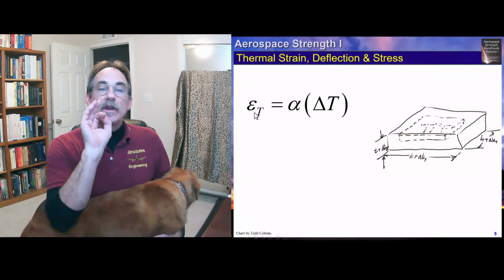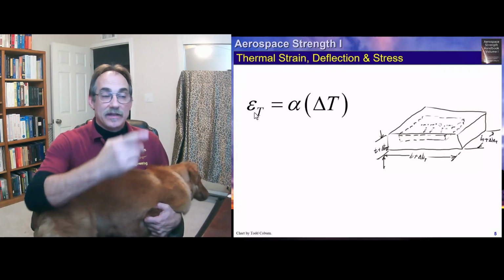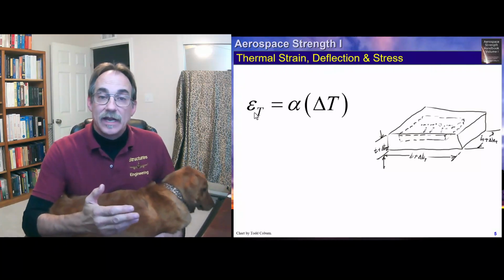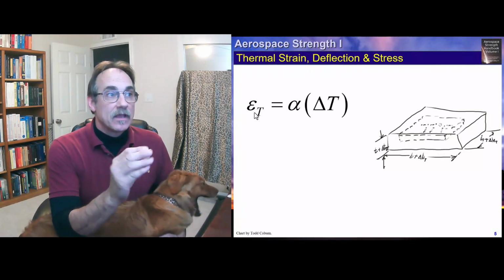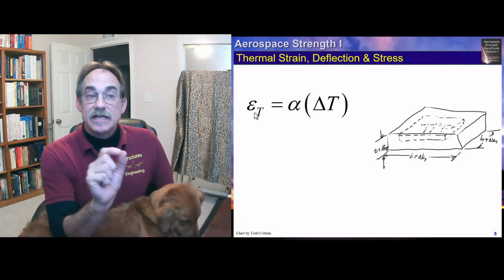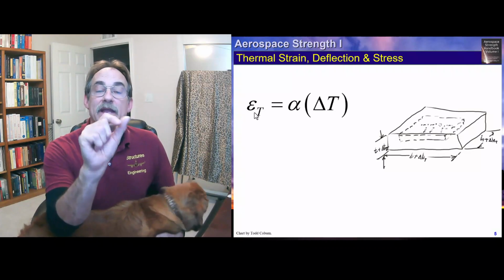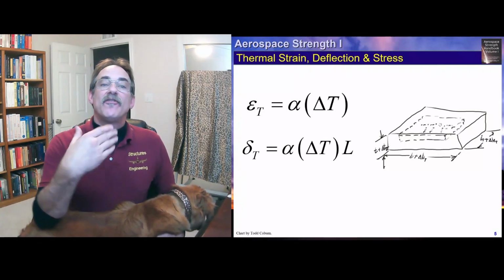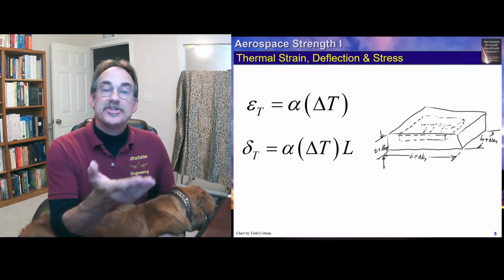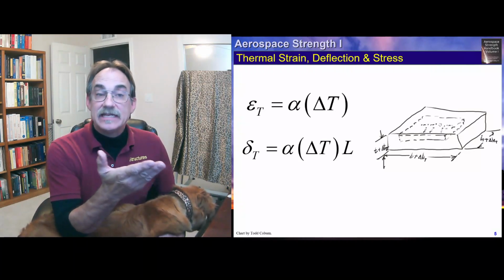The strain for each direction, the thermal strain, the subscript there is talking about the thermal strain, is just alpha delta T. Alpha is our coefficient of thermal expansion times the delta T. That's how much each dimension strains, or the whole thing strains. And the deflection, the thermal deflection, is just alpha delta T L, or the strain times the length.